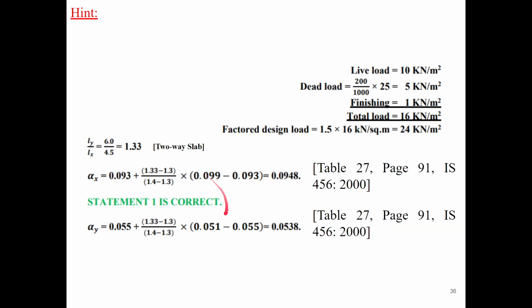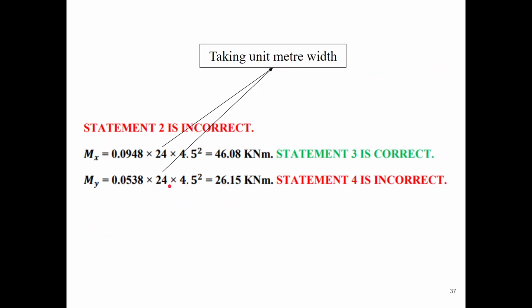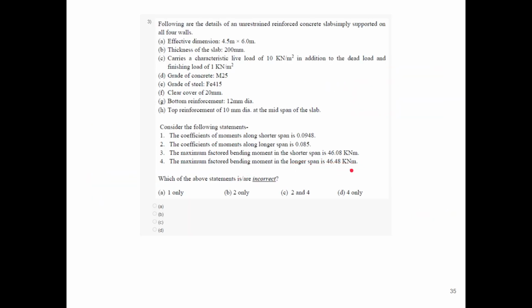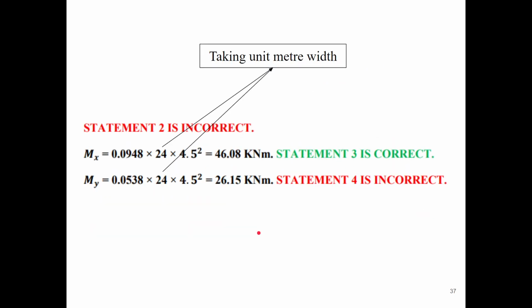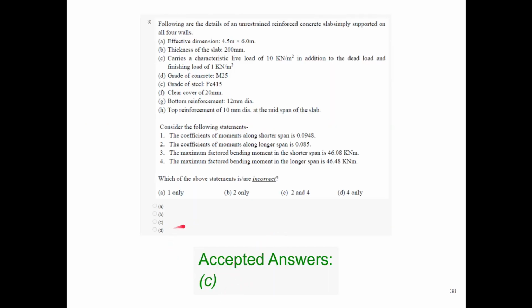And fourth, it will be 0.0538 into 24 into 4.5 square, which is 26.15 kilonewton meter, but here it is 46.48. So this is also incorrect. So 2 and 4 both are incorrect. Okay, so we can say that C is the correct option. As you can see, C, that is 2 and 4 are incorrect, is the correct option.